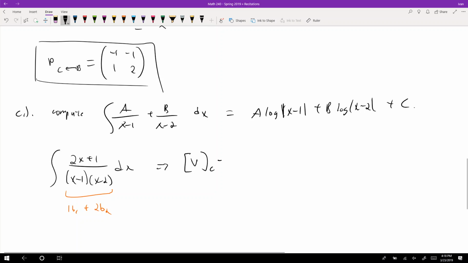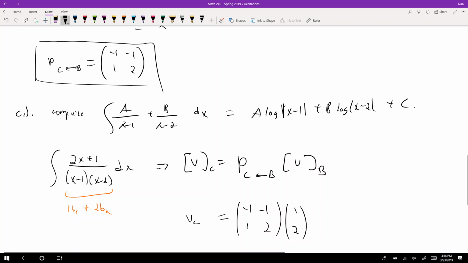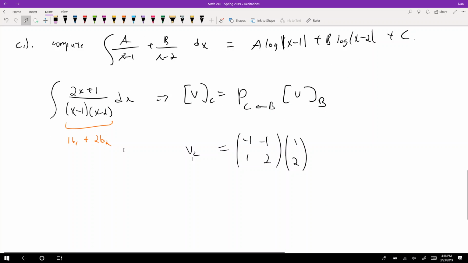Now we want to use the fact that the vector in terms of basis C is equal to P from B to C times the vector in terms of basis B. So let's write our change of basis matrix down first: negative 1, 1, negative 1, 2, and then this vector was 1, 2. That will get me the vector in terms of basis C. Doing this multiplication, we see that the vector is going to be negative 3 and then 5.